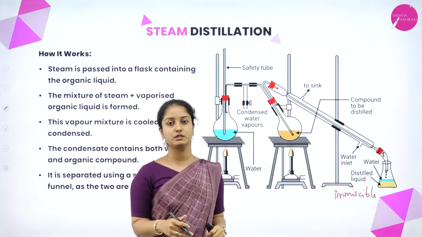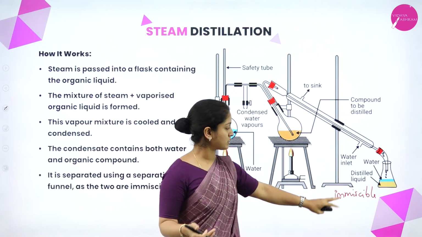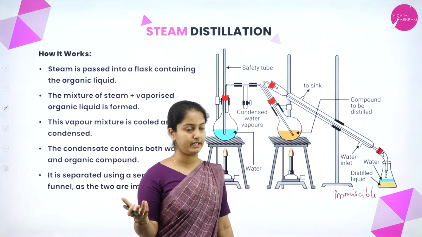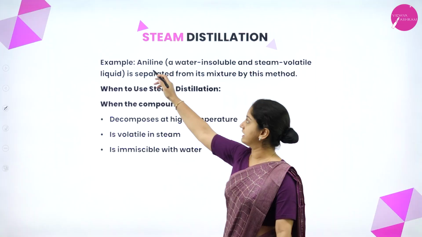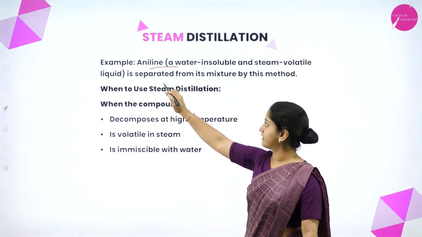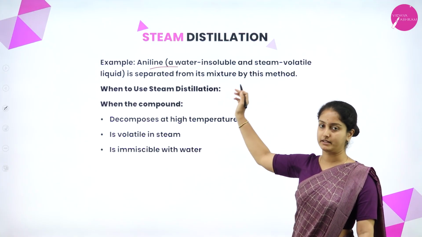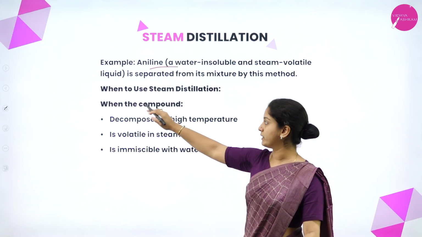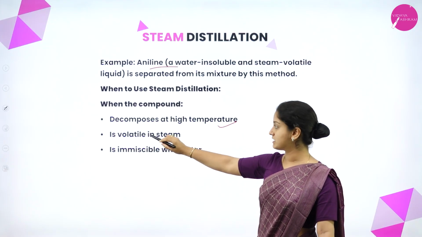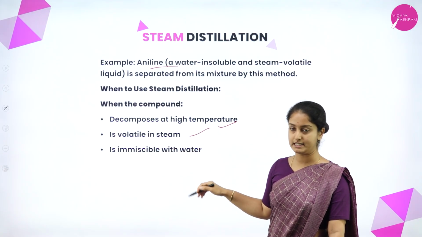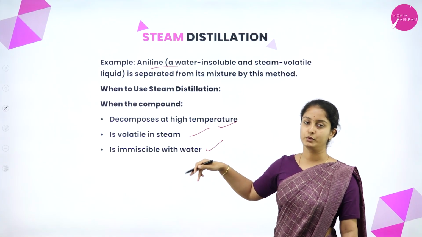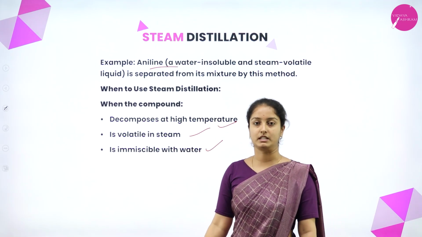Immiscible liquids are those liquids which do not combine with each other. Such liquid mixtures are separated using a separatory funnel that you will study later. An example that could be given is aniline, because it is a water insoluble and steam volatile liquid, and therefore it is separated from its mixture by this method. So steam distillation is used when the compound can decompose at high temperature, when it is volatile in steam, and when it is immiscible with water. Such mixtures can be separated using the steam distillation process.